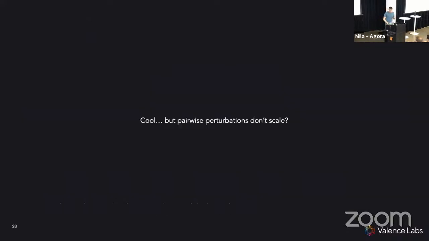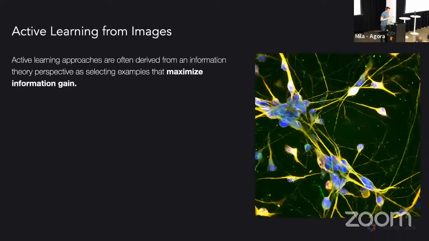Cool. Okay, so this is all fun, but pairwise perturbations, as I said at the beginning, don't scale. In some sense it's academic because we can do this for pairs of 50 perturbations. How do we do this for the whole genome and the like? So this takes us back into the world of active learning.